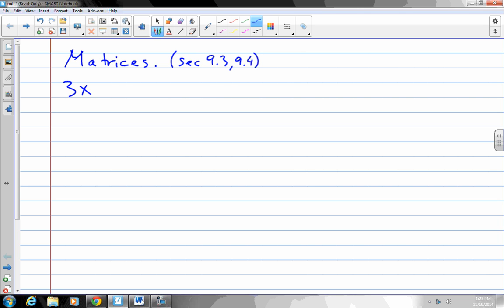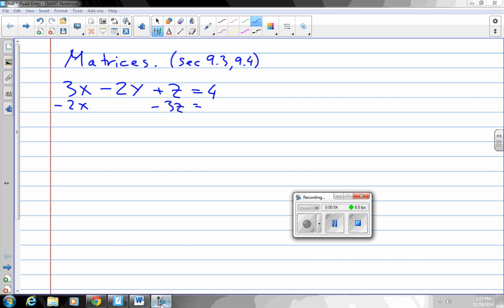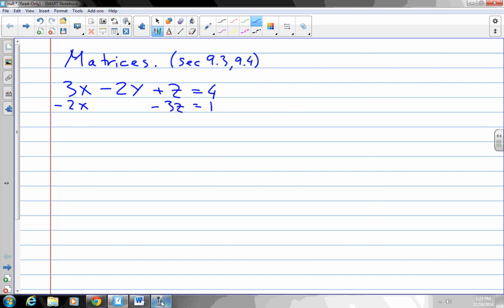3x minus 2y plus z equals 4. Negative 2x, no y, negative 3z equals 1. And then 6x plus 4y minus z equals 7. And then we got the solution, right? What was the solution?